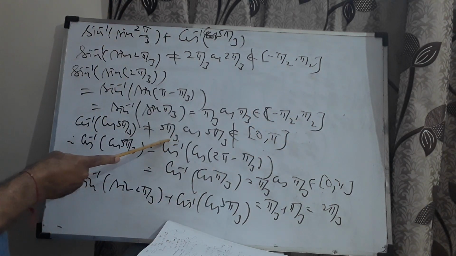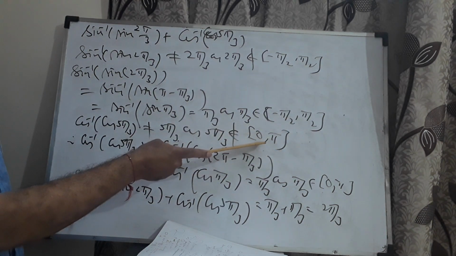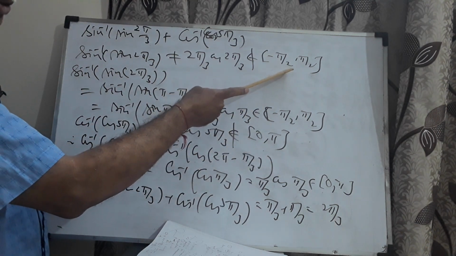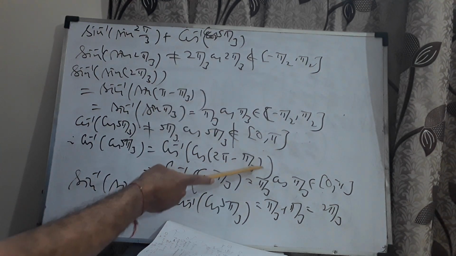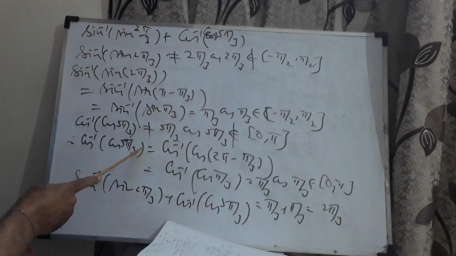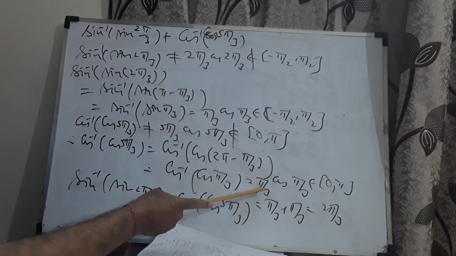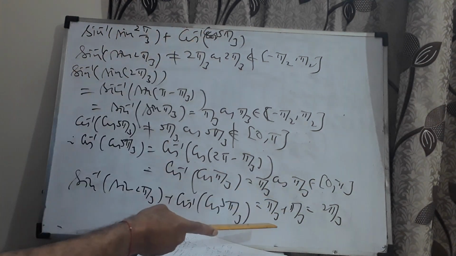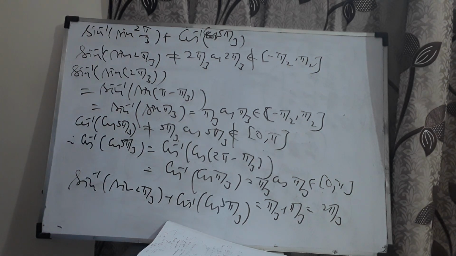Again, cos inverse cos 5 pi by 3 is not equal to 5 pi by 3 as 5 pi by 3 does not belong to closed interval 0, pi. This is the principal value branch of range of cos inverse x, and that was the principal value branch of range of sin inverse x. Remember carefully. It can be written as 2 pi minus pi by 3. 6 pi minus pi is 5 pi by 3. Cos of 2 pi minus theta is cos theta. This is replaced by pi by 3. Pi by 3 belongs to this. Therefore, this plus this gets reduced to pi by 3 plus pi by 3. Final answer is 2 pi by 3.